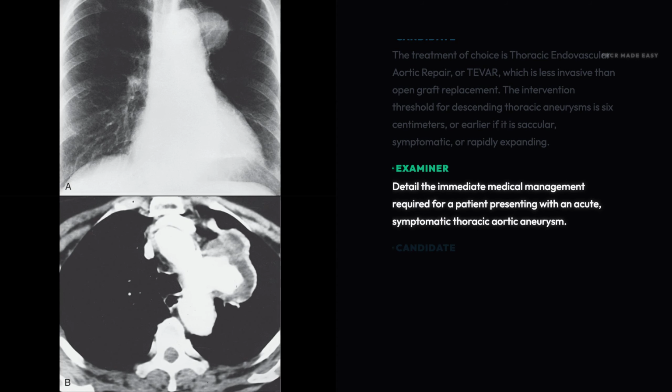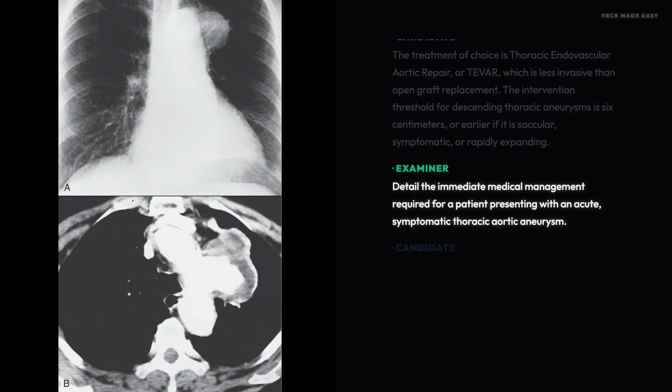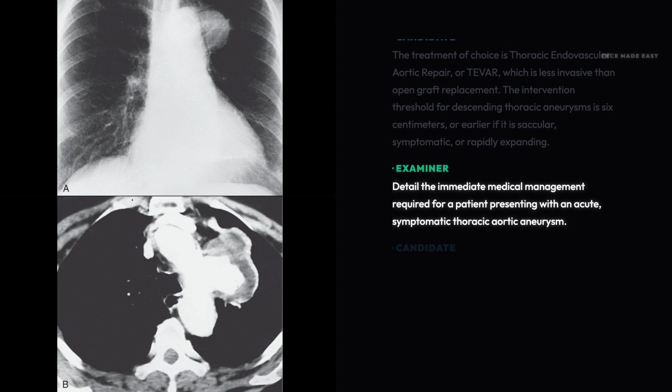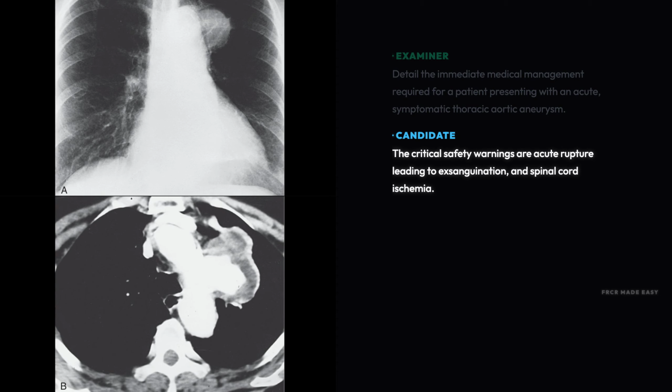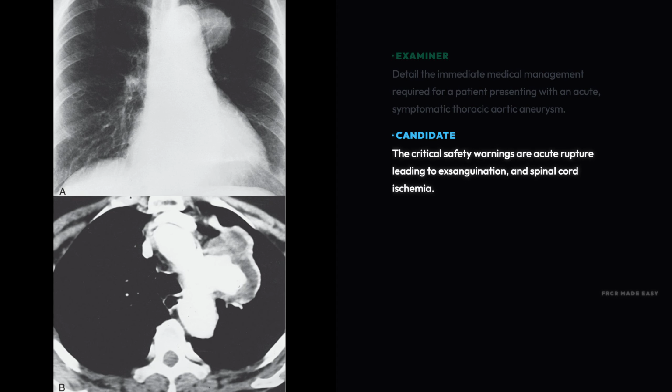Detail the immediate medical management required for a patient presenting with an acute, symptomatic thoracic aortic aneurysm. The critical safety warnings are acute rupture leading to exsanguination and spinal cord ischemia. Radiologists must immediately recommend cardiothoracic surgery consultation.